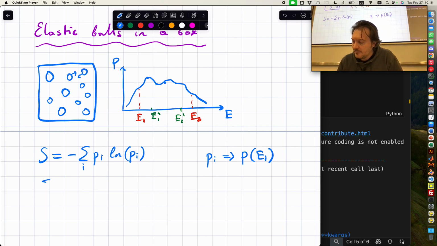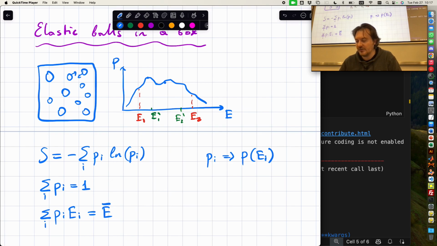Now, let me give you one of the constraints. We have to have this one sum up to 1. Okay? But we have a new constraint now. Can you tell me what it is? Yeah, very good. So probability of being at energy i times that energy should be average energy, and it should be conserved. Because average energy times the number of particles is conserved, total energy is conserved, so average energy is conserved. Are you with me?